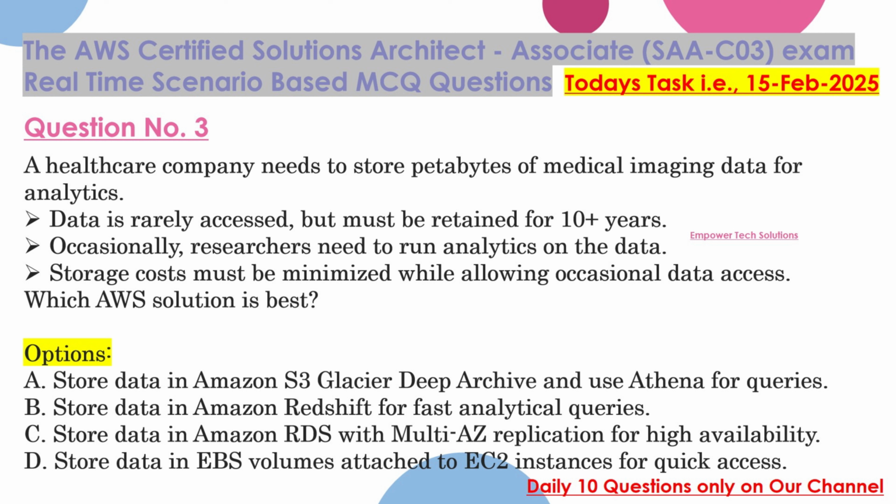Options: A. Store data in Amazon S3 Glacier Deep Archive and use Athena for queries. B. Store data in Amazon Redshift for fast analytical queries. C. Store data in Amazon RDS with multi-AZ replication for high availability. D. Store data in EBS volumes attached to EC2 instances for quick access.